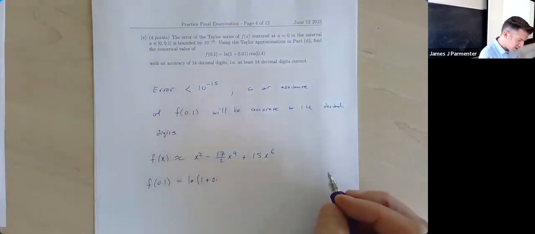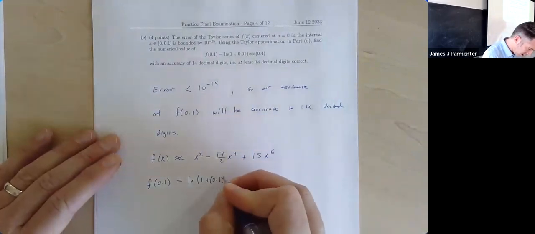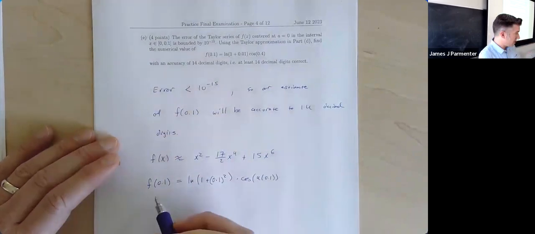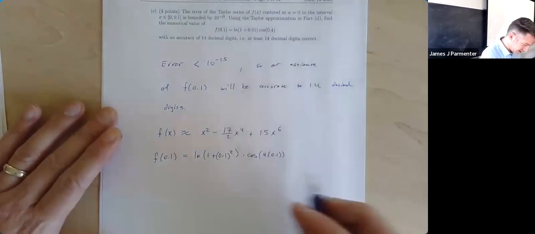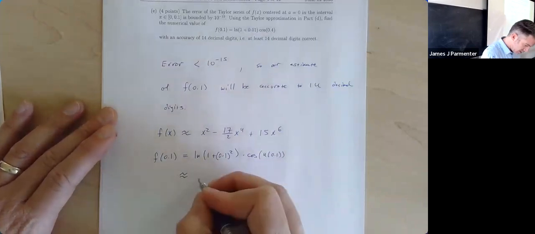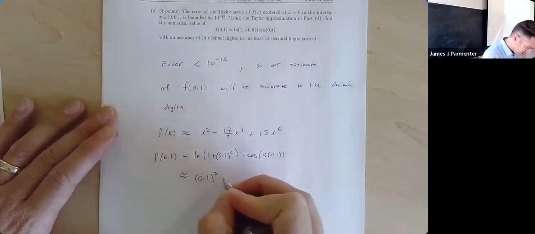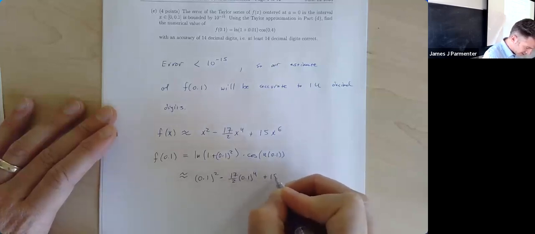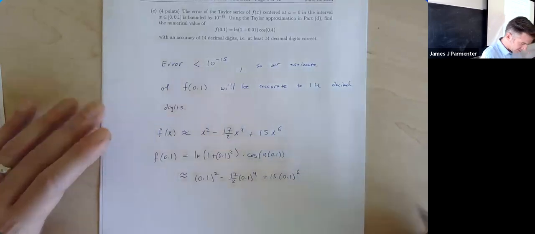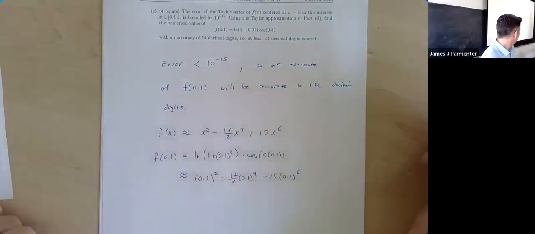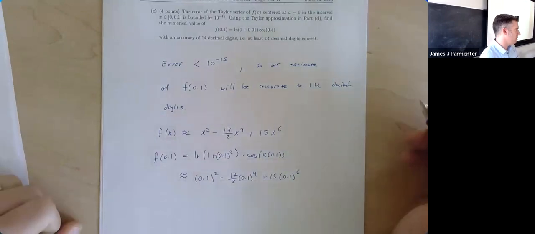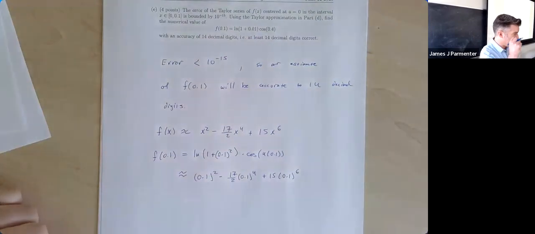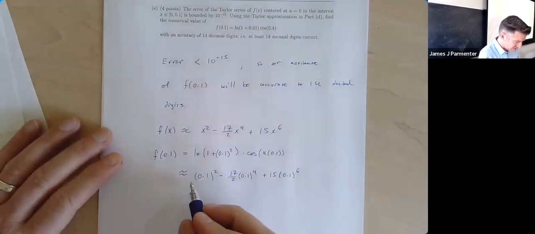Oh yeah, 0.1 squared times cosine of 4 times 0.1, which is the thing we're being asked to find. And then we're going to say that's approximately equal to 0.1 squared minus 17 halves times 0.1 to the 4th plus 15 times 0.1 to the 6th. Writing this out or finding what this actually is isn't that bad. It looks kind of gross, but it's really not. What's 0.1 squared?